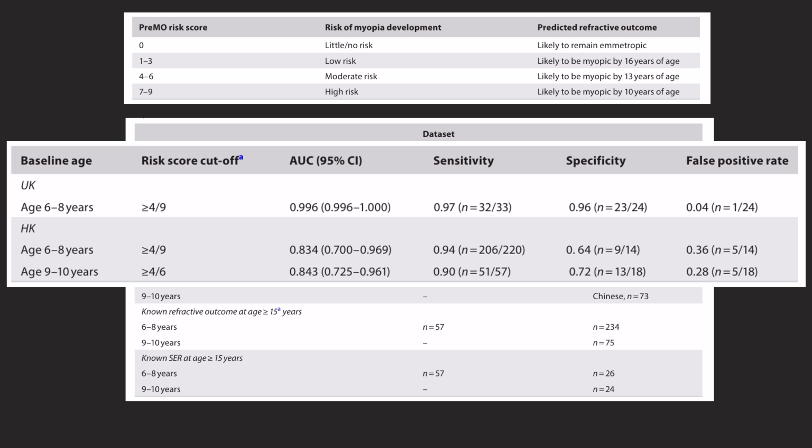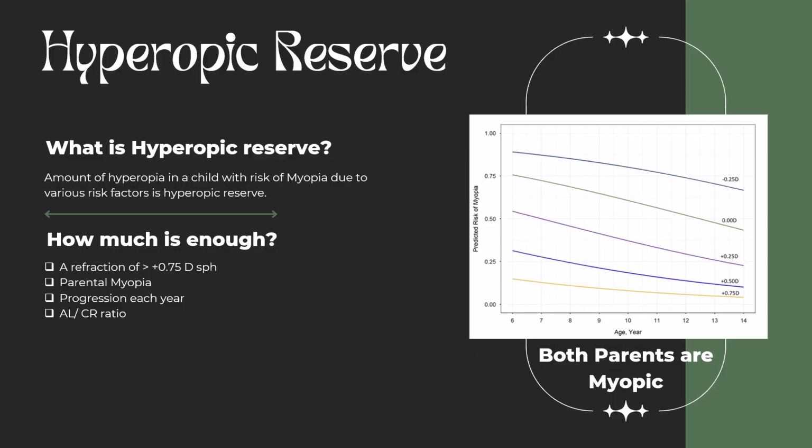So what is hyperopic reserve in all this? The amount of hyperopia in a child with a risk of myopia due to various risk factors is the hyperopic reserve. Now this is a wonderful chart, again taken from the Asia Pacific 2023 study.